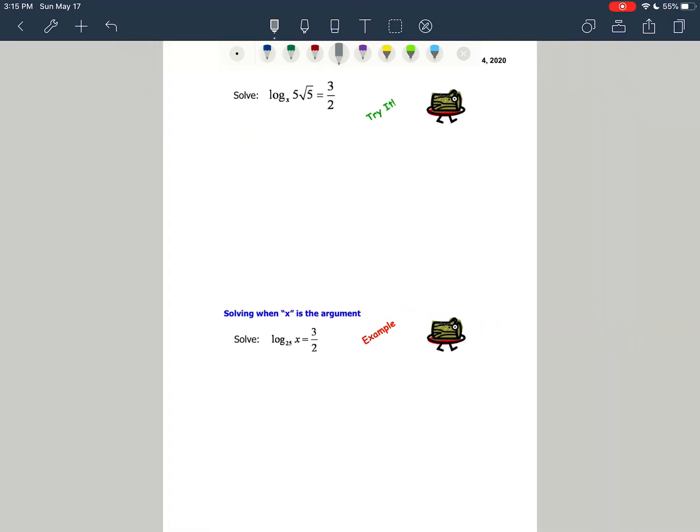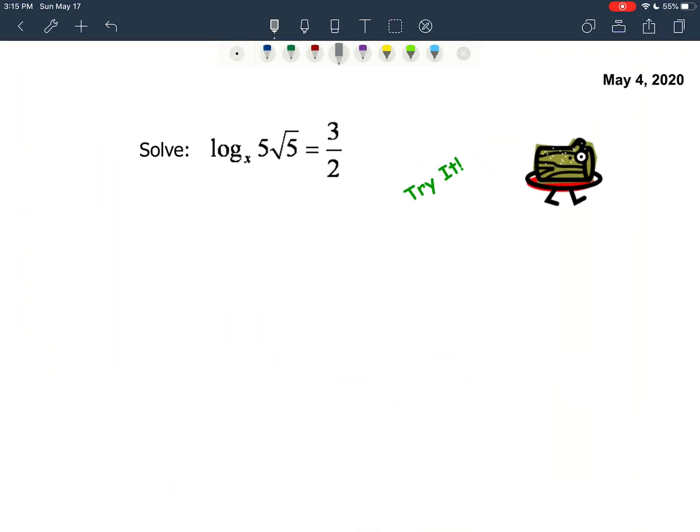Okay, I believe we have one for you to try. So let's see if you can try this one. Go ahead and give it a whirl and press pause when you're ready to come back and check your answer. Press play, and I'll actually be working this one out in case you do get stuck. So try as much as you can on your own and then come back and see how it's done.